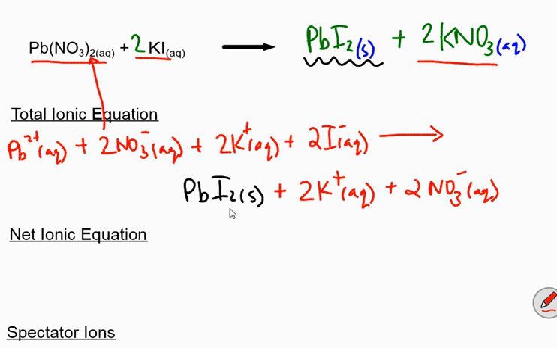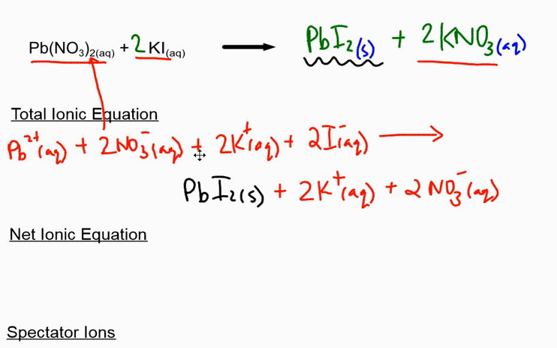Okay, so you're getting marked on, did you separate everything out properly? So did you separate out the ions from the aqueous compounds? Did you leave your lead iodide as a solid? And did you include the states for everything and your coefficients, put everything in so that everything is balanced? That's what you're going to get marked on for a total ionic equation.